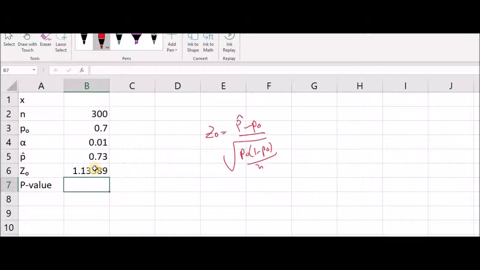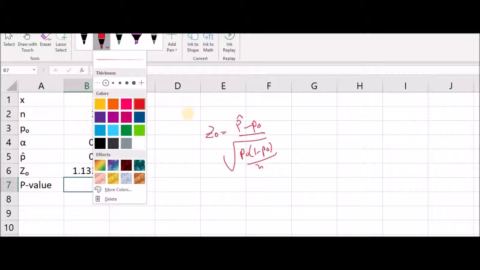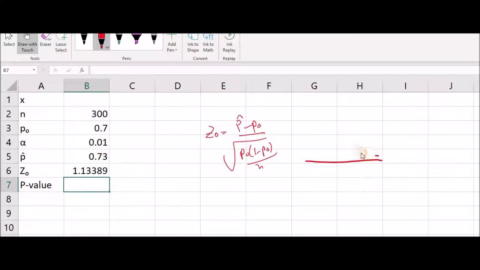Now we compute the p-value. We know that we have a right tail test, so the area I'm going to compute is the area to the right of the z. So if you have this normal distribution, and this is the z that you computed, 1.13389, you want this area, which will represent the p-value.